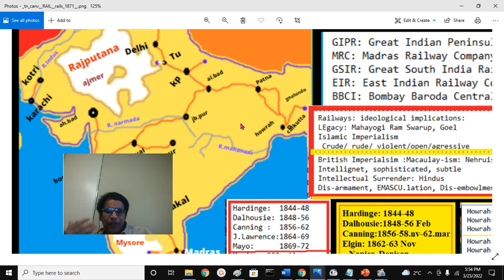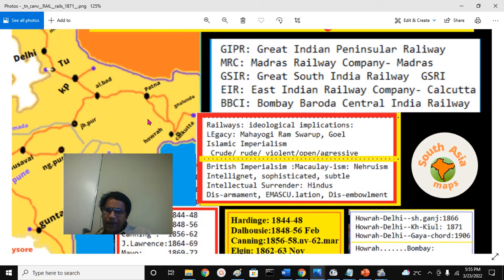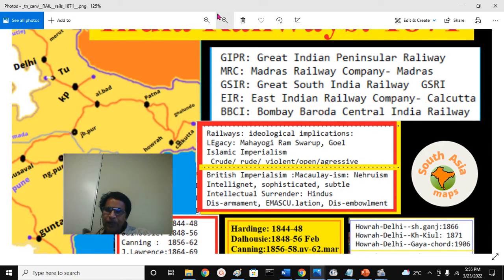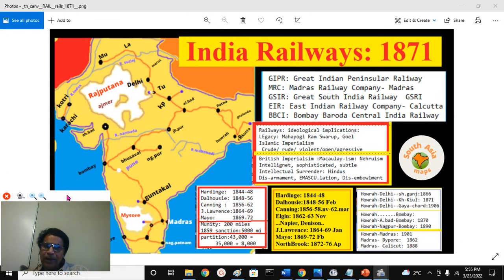Initially the British government guaranteed a certain amount of money. So if there was a certain amount of profit, a lot of private companies were started. These are the important companies you should keep in mind when we talk about the railways in India.